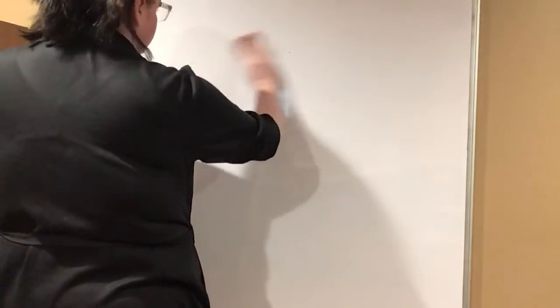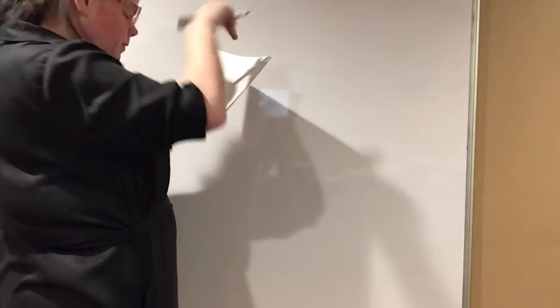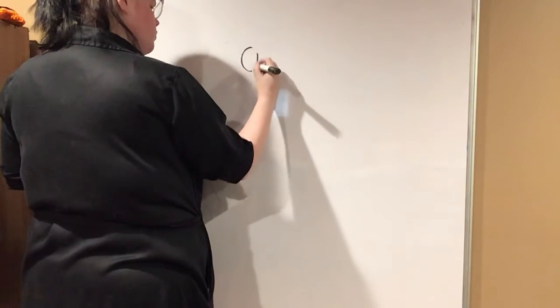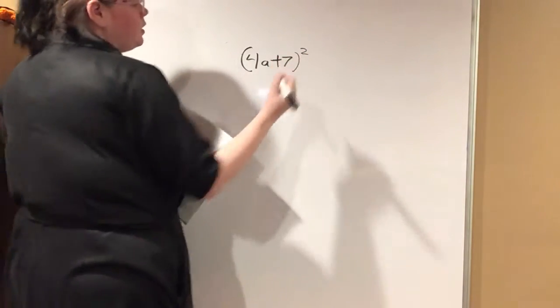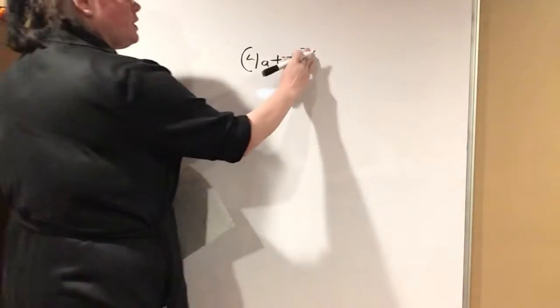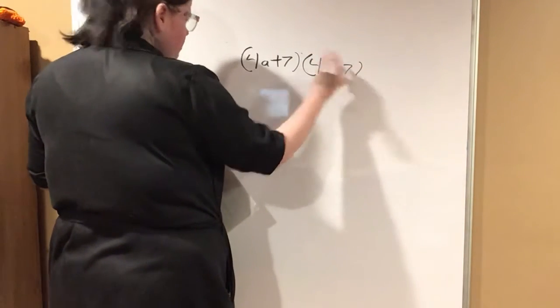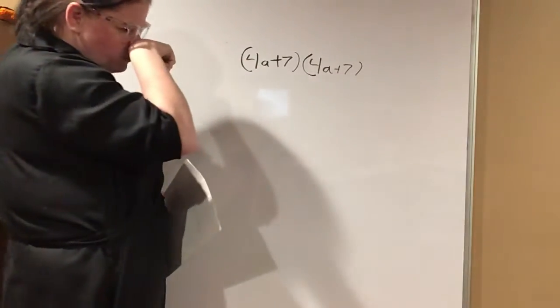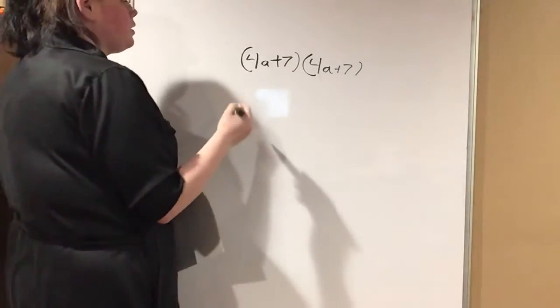That's a special case. Another special case is a binomial squared. So this is something like 4a plus 7 squared. What we're doing is I'm going to take this out, and I'm just going to add another 4a plus 7, because we're multiplying it by itself. 4a plus 7 squared is multiplied by another 4a plus 7.